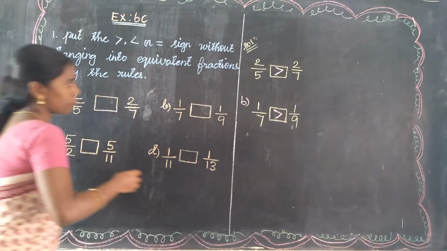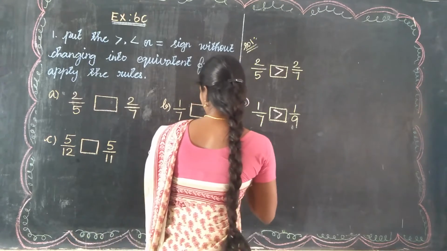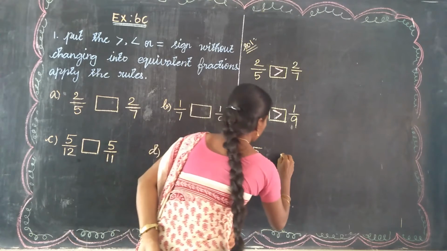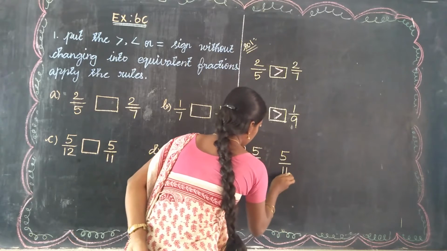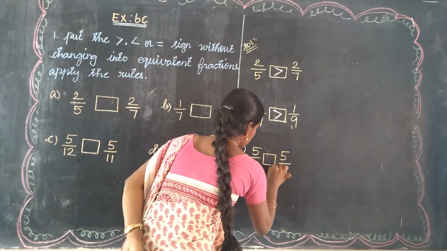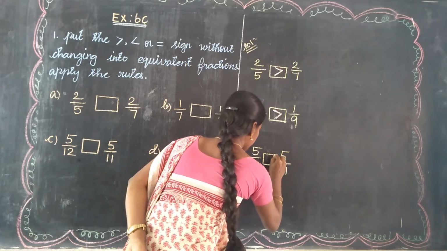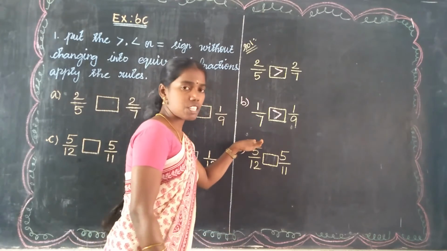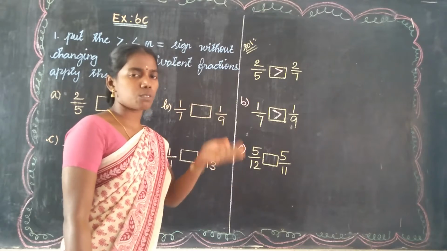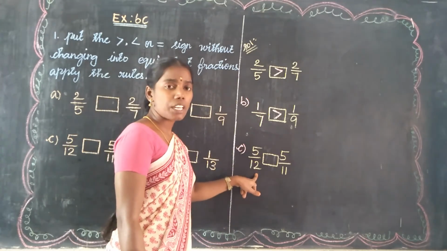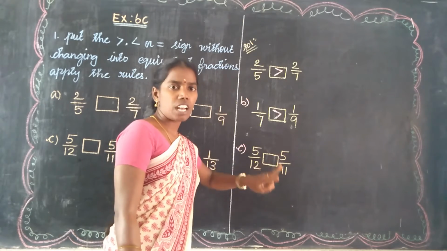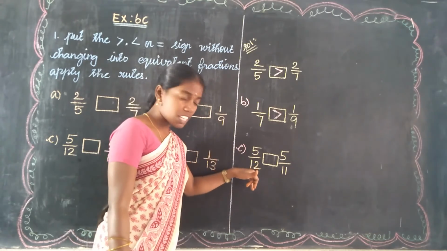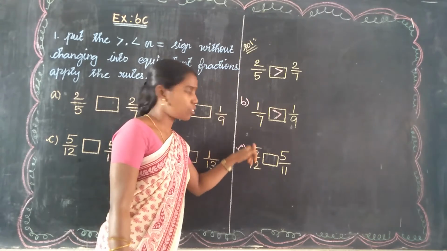Next, C problem. The first fraction is 5 by 12 and the second fraction is 5 by 11. Listen, student, which one is the greatest and which one is the smallest? 5 is the numerator, and first you consider the numerator value, which is equal. Next, consider the denominator value: first fraction 12 and second fraction 11. Comparing 11 and 12, 12 is the greatest single value, but this is the fraction 5 by 12.